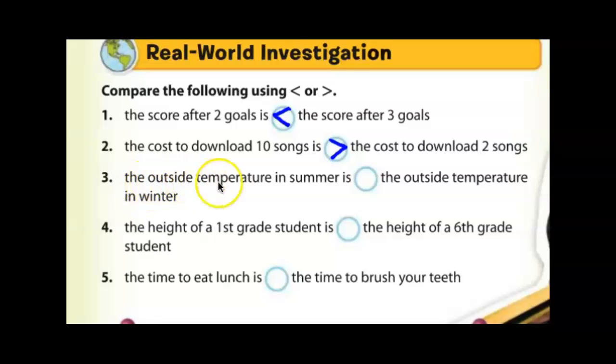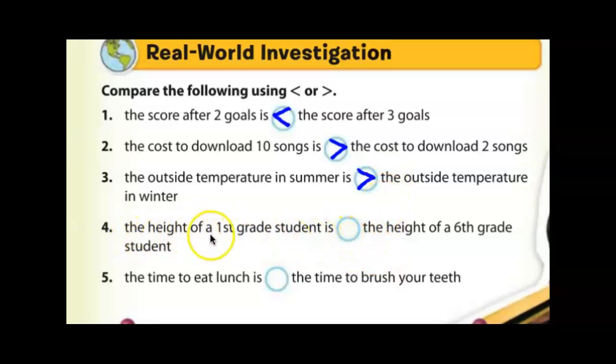Number 3, the outside temperature in the summer is what compared to the outside temperature in the winter? So what's it going to be? Greater than or less than? Okay, so the temperature in the summer is definitely going to be higher generally than the temperature outside in the wintertime. So that's going to be greater than.